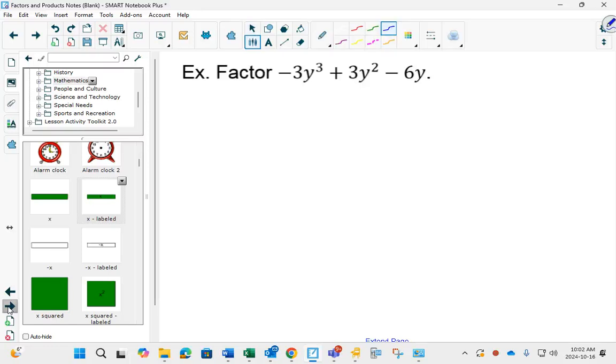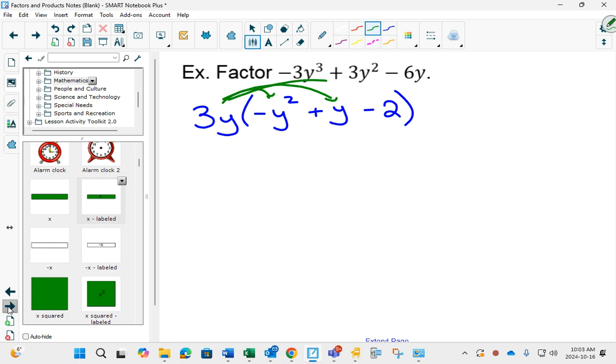And if you have negatives, you have a choice. So I'm going to do this one in 2 different ways. Method 1, I'm going to pull out a 3, because that's the number that divides 3, 3, and 6. And then I look at my variables, they all have y's, but I can only pull out 1 y, because the last one only has 1 y. That would leave me with negative y squared plus a y minus a 2. Lots of mental math.